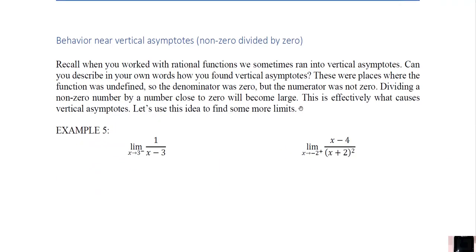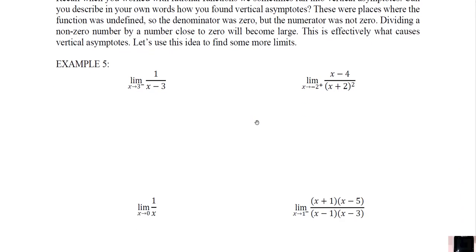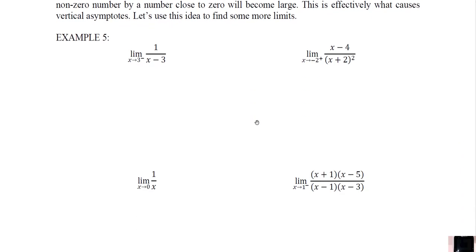How does the behavior near vertical asymptotes happen? Well, remember back in the unit on rational functions that vertical asymptotes occur when you're dividing something that's not 0 by 0. So the standard way, vertical asymptotes will always be either positive or negative infinity, depending on which side they're coming in from and various things that are true about the function itself.